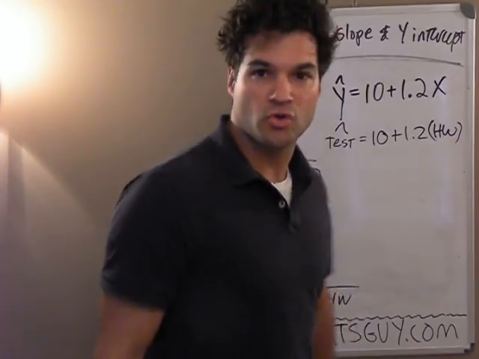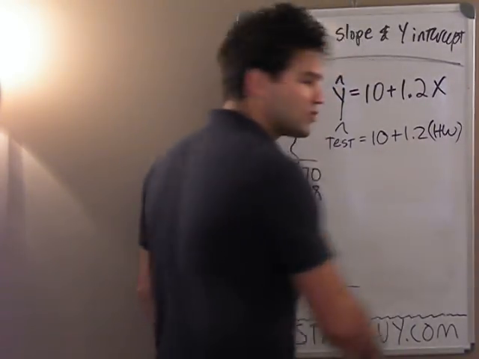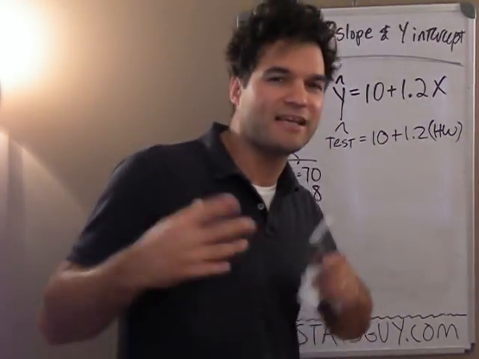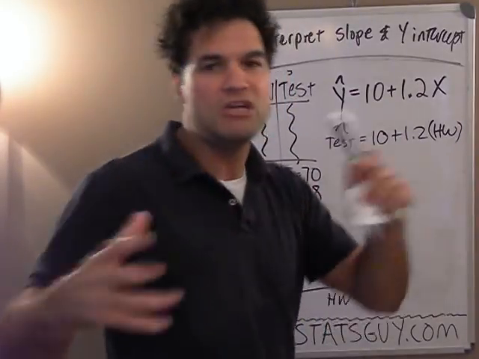But the other part of the story is interpreting the slope, which is often tricky because it's a decimal or it's some number or it looks weird.